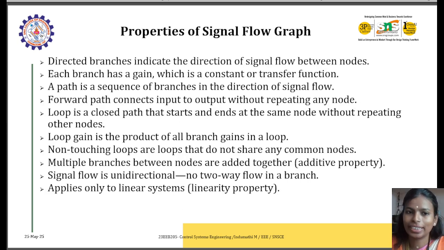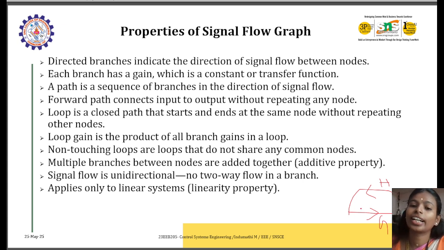And what are the properties? Directed branches indicate the signal flow between two functions. A path is a sequence of branches in the direction of signal flow. A loop is nothing but a path which has a feedback. For example, if we have a gain, I'm representing it as G, and you have a feedback, I'm representing it as H, and see the direction. This one we'll call a loop.